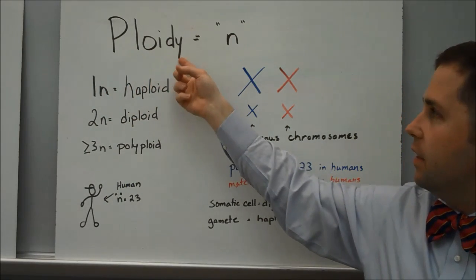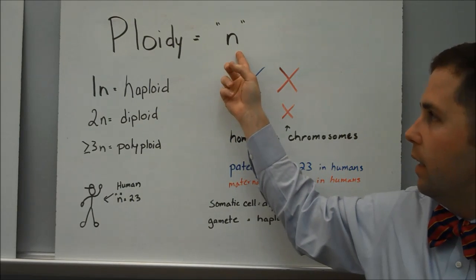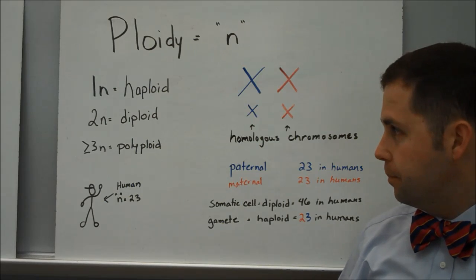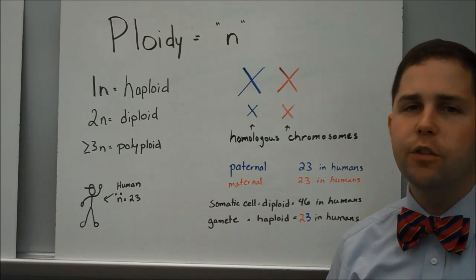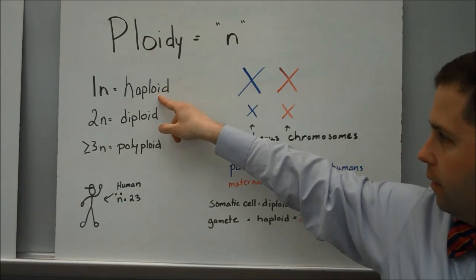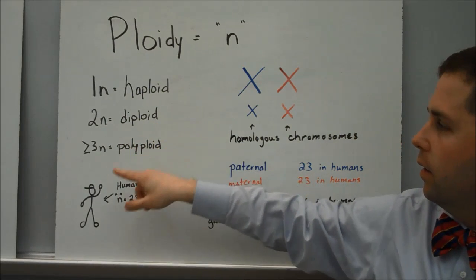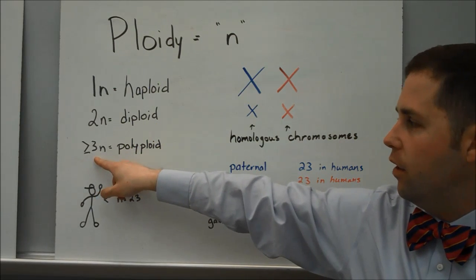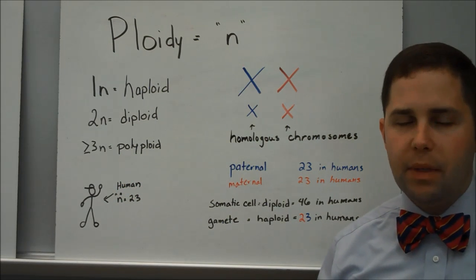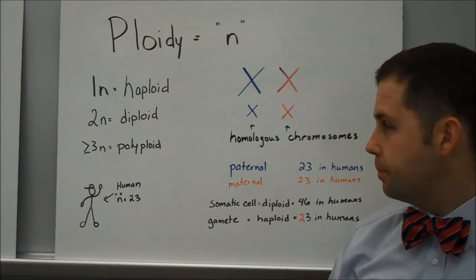The difference really boils down to the ploidy of the cell. The ploidy of the cell, we'll also use the letter N as a symbol for ploidy, represents how much genetic material is found in the cell. And there are terms that we use for ploidy. We call a cell that's 1N haploid, we call a cell that's 2N diploid, and we call a cell that's greater than or equal to 3N polyploid. So what does that actually mean? What does it mean, the number of chromosomes or the amount of genetic material?